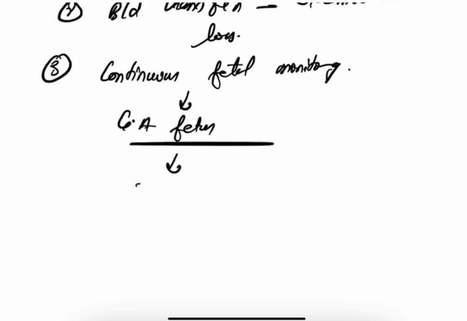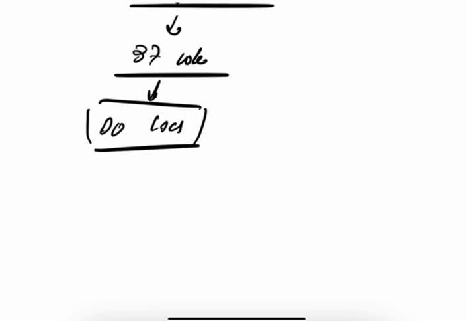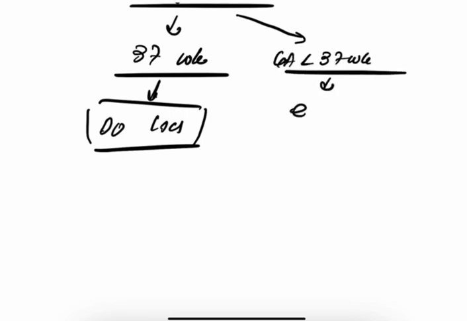If it is above 37 weeks, do LSCS or lower segment cesarean section. If gestation age is still less than 37 weeks, then expectant management is done.